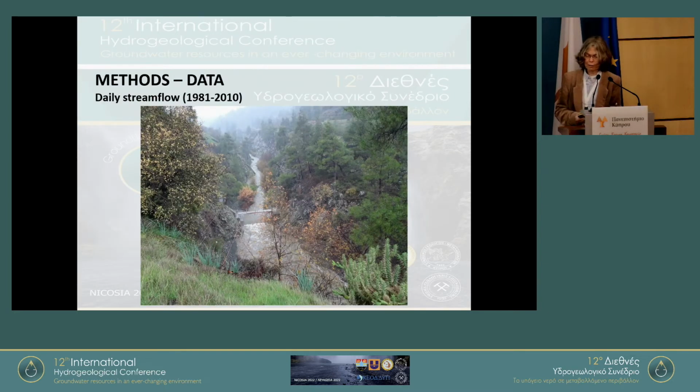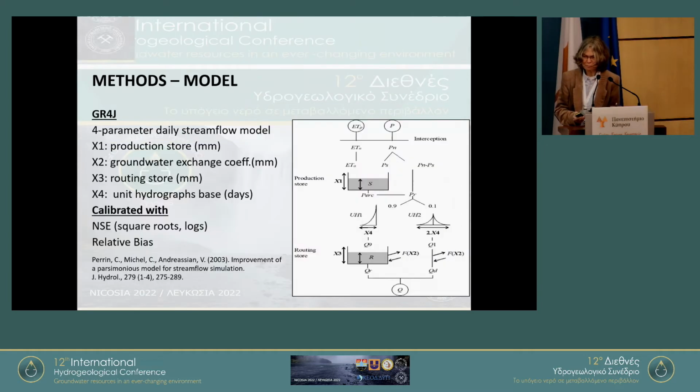And here you see the stream flow station from the Water Development Department. We acknowledge them for their data and the maintenance of all the data collections of the stream flow stations in Cyprus. We also see that it's a very, very steep environment, and this was on 31st December of last year, where there's a high stream flow event. So what you're seeing here is not base flow.